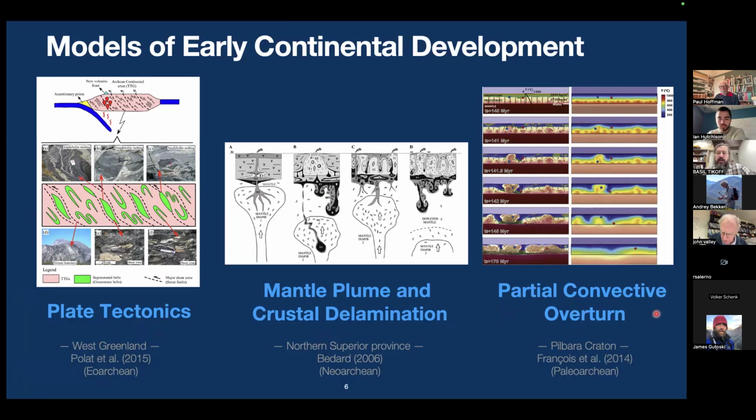And then the model I'm going to focus most on with this talk is the idea of partial convective overturn, with this idea that you get a greenstone on top of a protocrust, and then that greenstone sinks into the middle and lower crust, and then drives the upward flow of the dome. And that in part comes out of the Pilbara Craton.